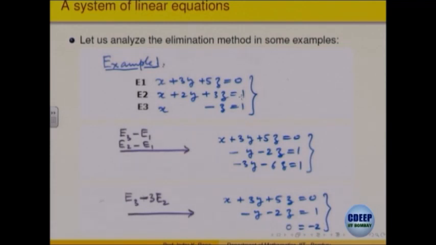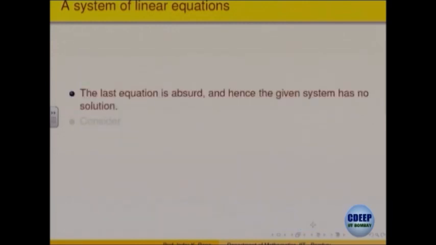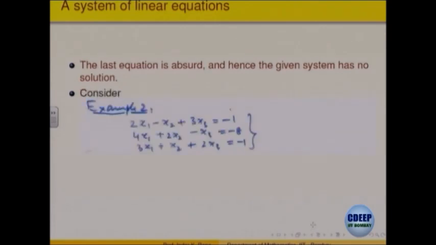That is the idea, but in the last system I get an equation 0 equal to minus 2, which is not possible, that is absurd. So, that means this system has got no solution. That is algebraically solving. So, this system has no solution. Let us look at this.